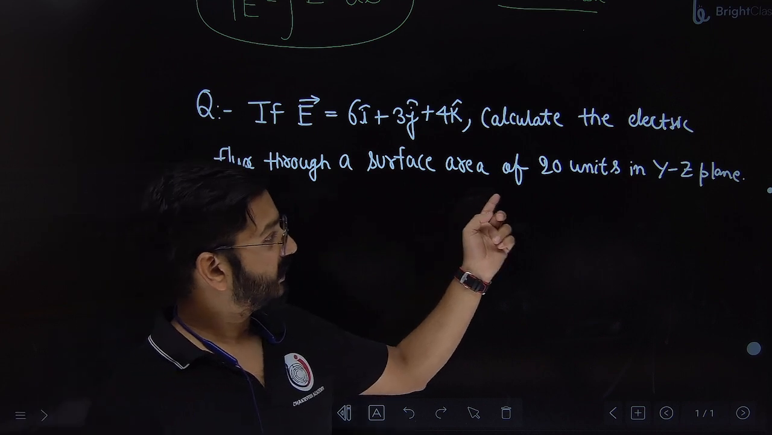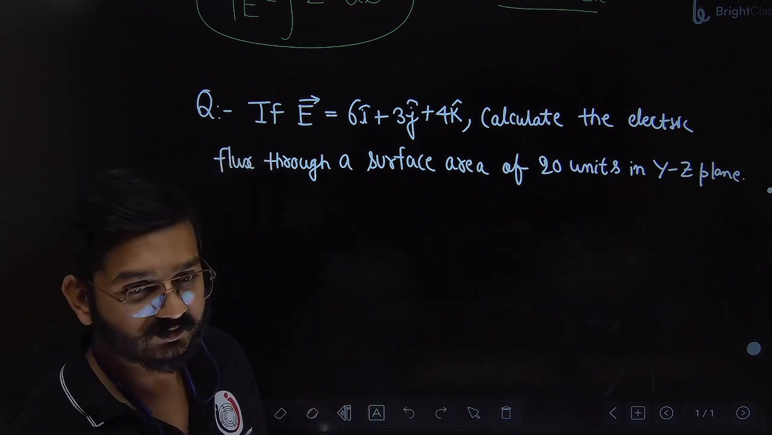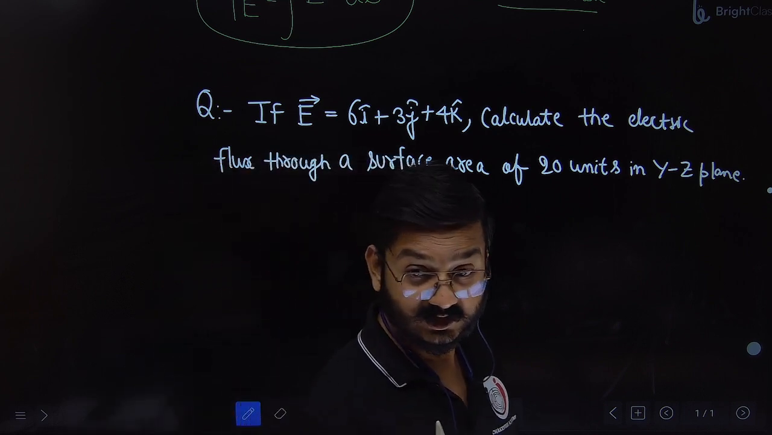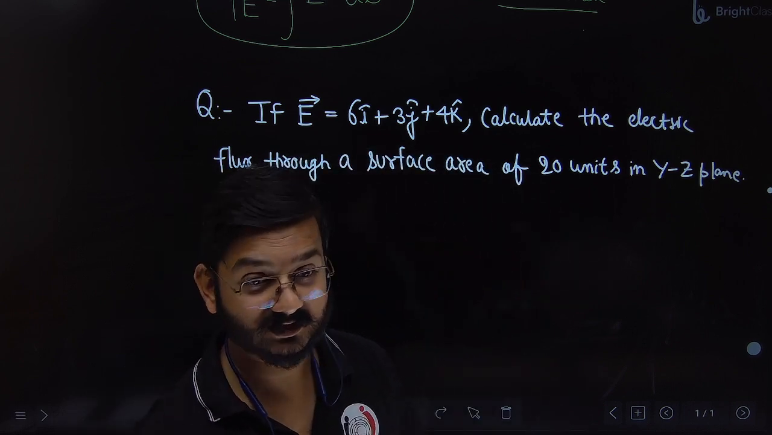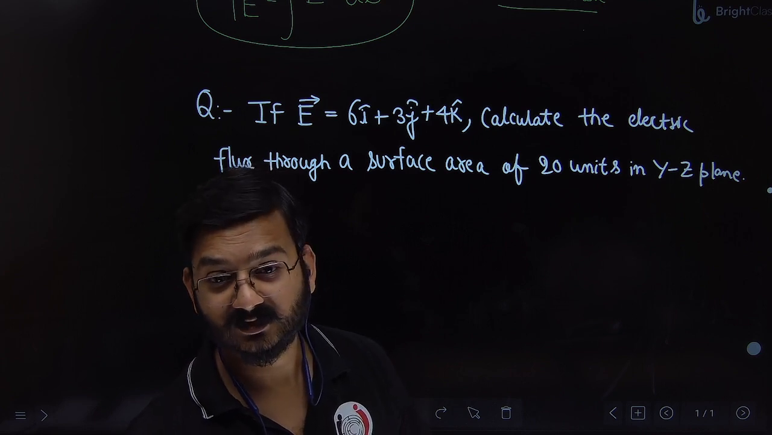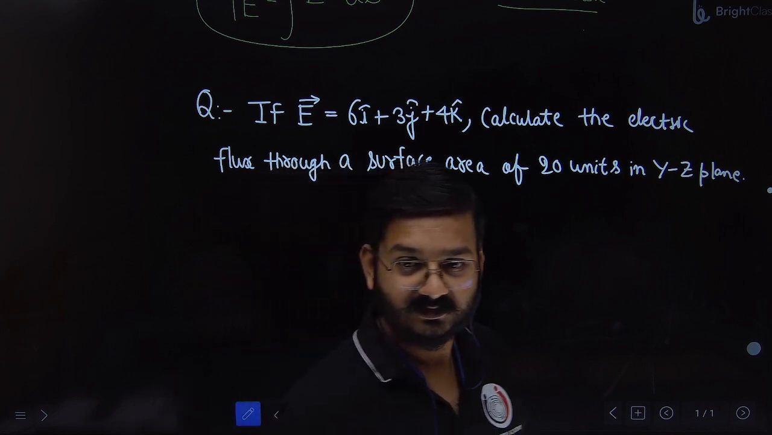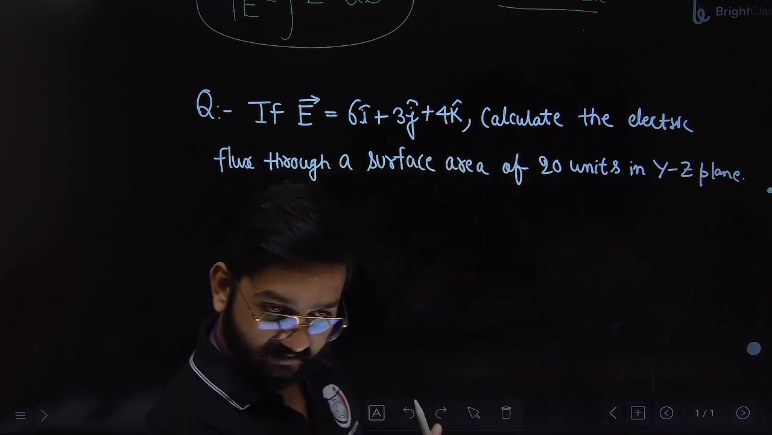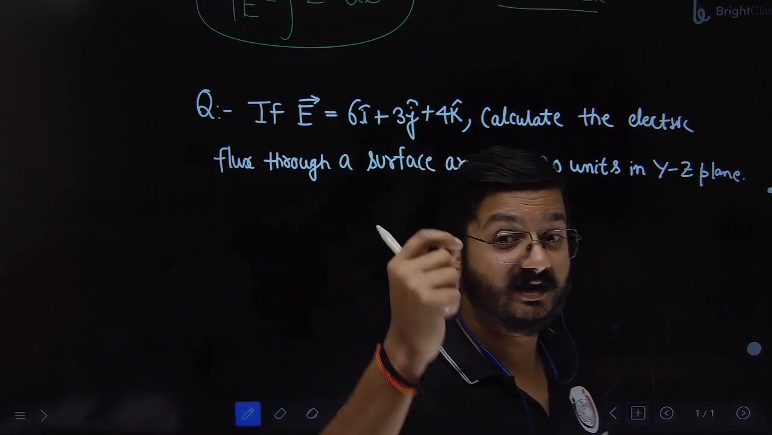Surface area. Area is in which plane? YZ. 2D plane. So surface area is YZ. Area vector will be in which direction? X. What is perpendicular to YZ? X. Okay. So the data will be given in this form. You need to identify. That's why I was repeating that statement again and again.